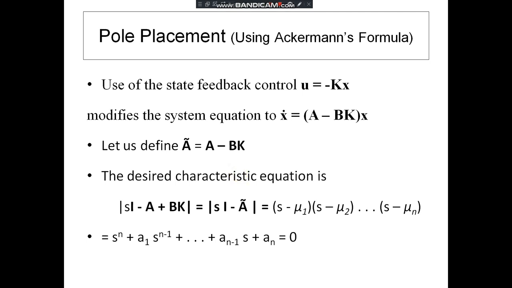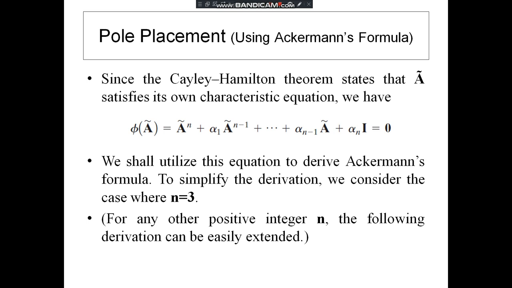Use of the feedback control u is equal to minus Kx modifies the system equation to x dot is equal to (A minus BK) into x. So let us define this A minus BK as A cap. The desired characteristic equation is therefore represented as determinant of sI minus A plus BK, which is equal to determinant of sI minus A cap, which is equal to (s minus mu 1) into (s minus mu 2) up to (s minus mu n), which is represented in the equation as the nth order equation s raised to n plus a1 s raised to n minus 1 plus a n minus 1 into s plus a n is equal to 0. This is the desired characteristic equation of the system where the desired poles can be placed.